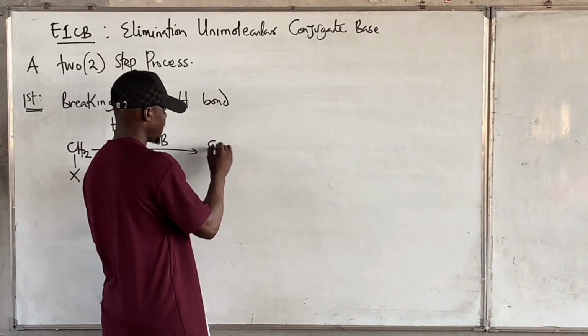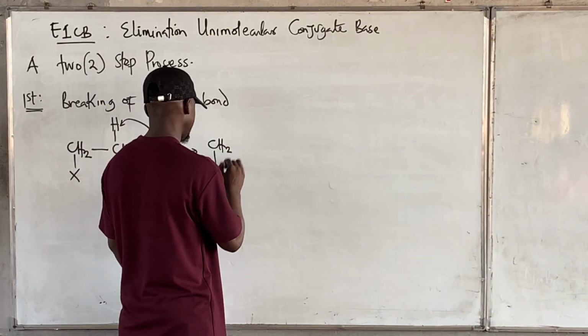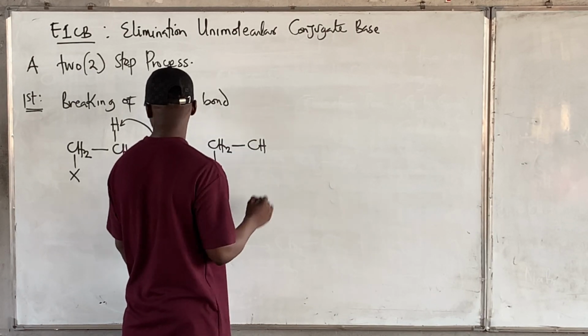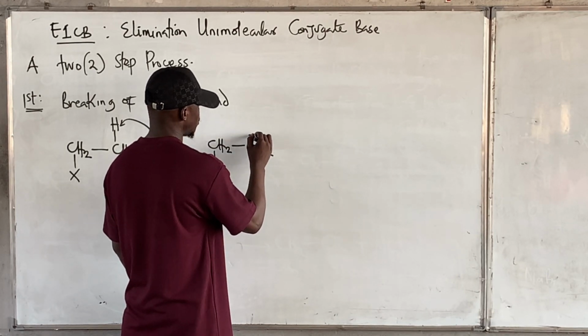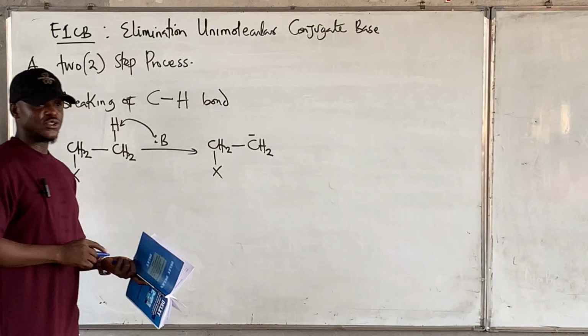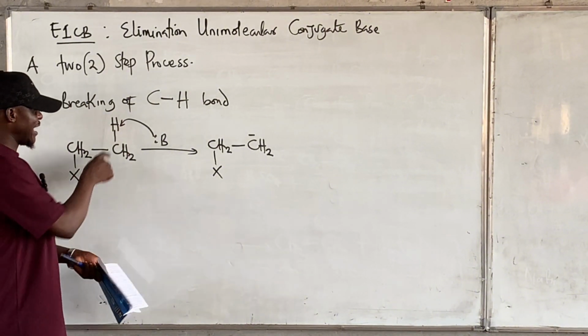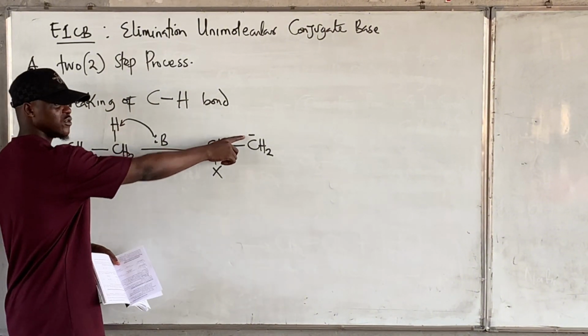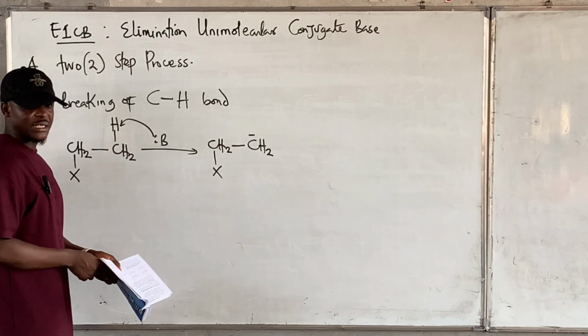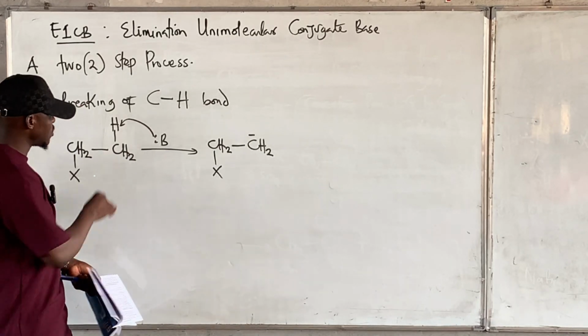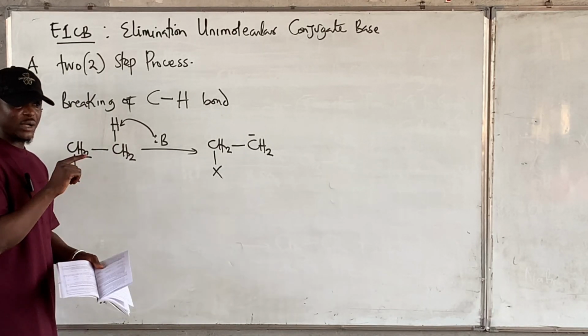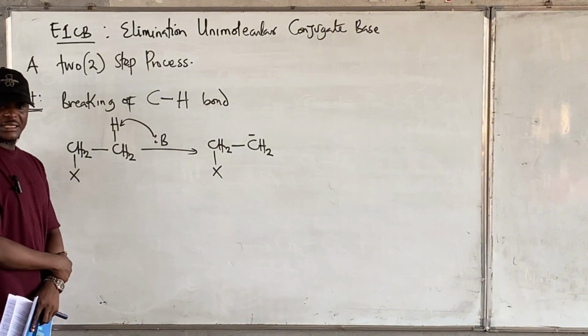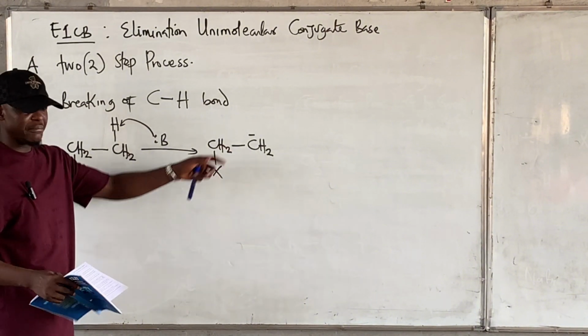I will now give a conjugate base. Remember, any substance, if an acid should lose a proton, what is remaining is going to be a conjugate base. So when this guy loses this hydrogen from here, you now have a minus. So that's why we call this guy E1CB. Because what was formed first was a carbocation in E1, right? But in E1CB, what is formed is a minus.